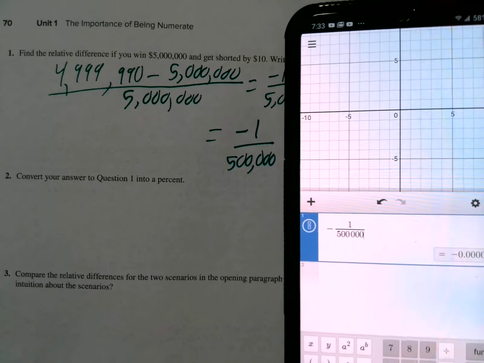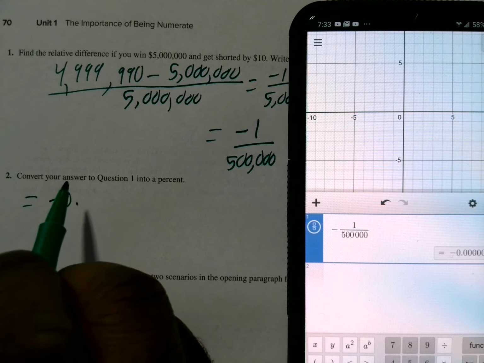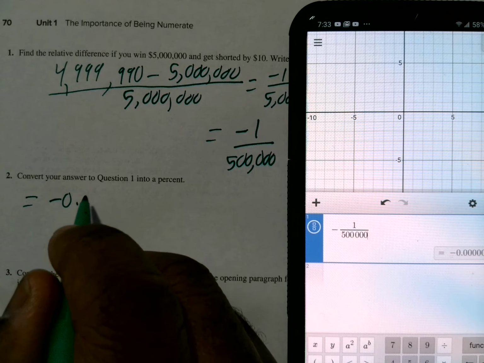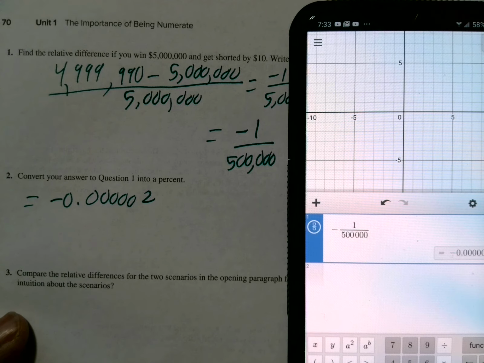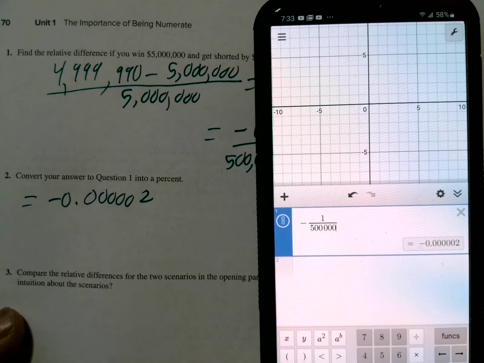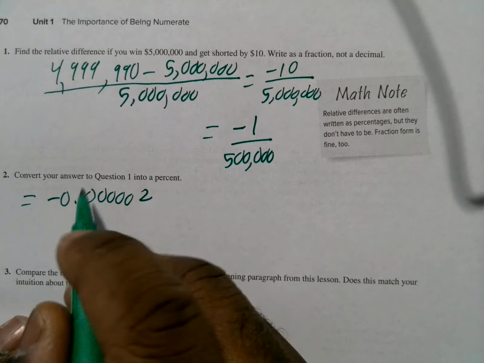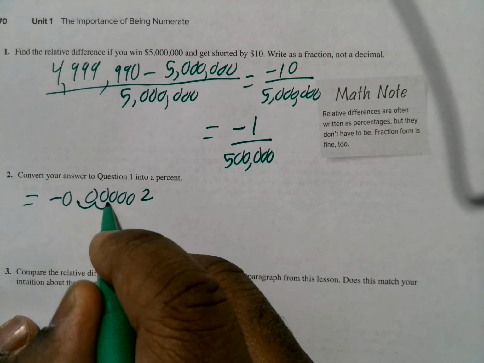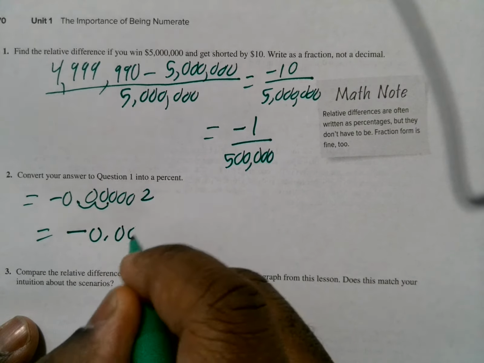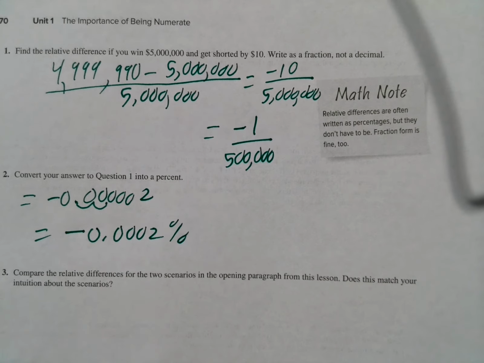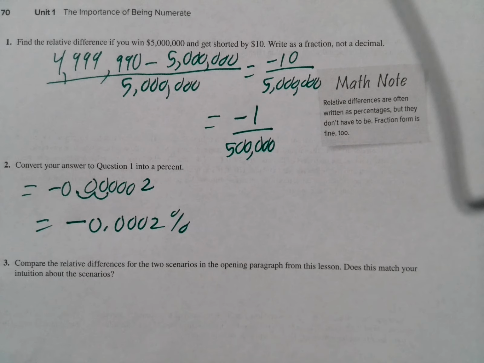And if you notice, we have a very long number here. So let's write that decimal out. Negative 0.000002. Okay, so now we want to change this to a percent. When you change this to a percent, we know we'll move the decimal 2 places to the right and put a percent sign at the end. So it'd be negative 0.0002%. That's the relative difference as far as the percentage goes.